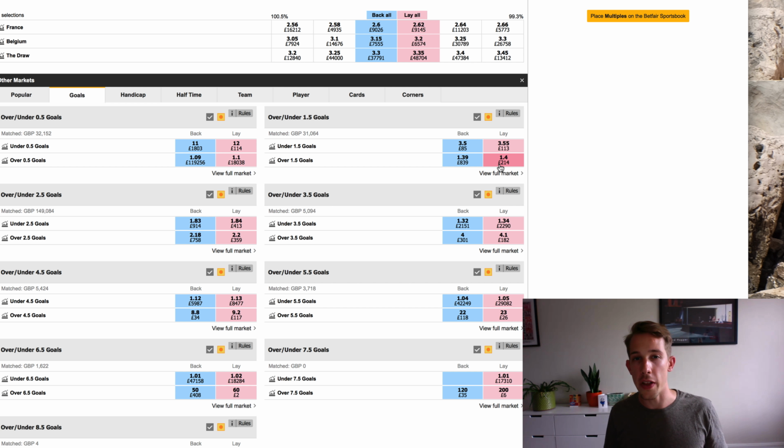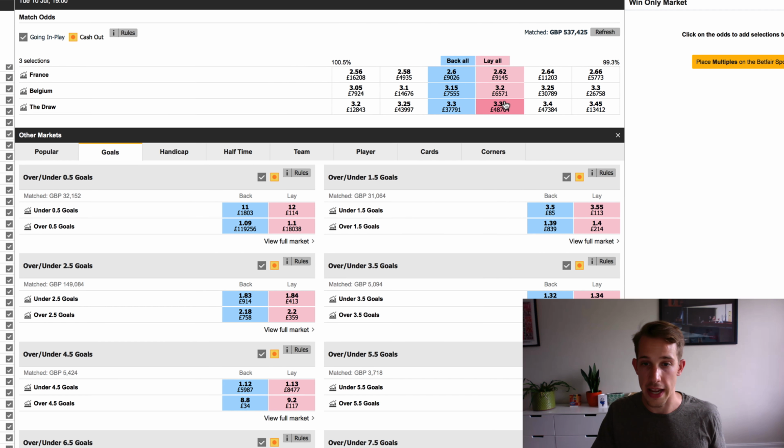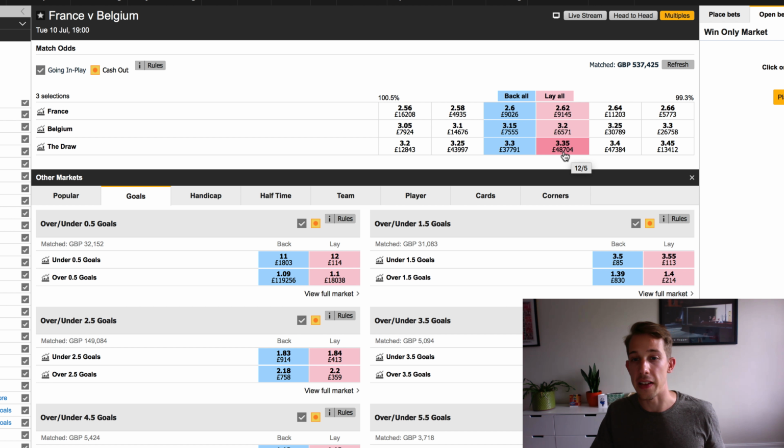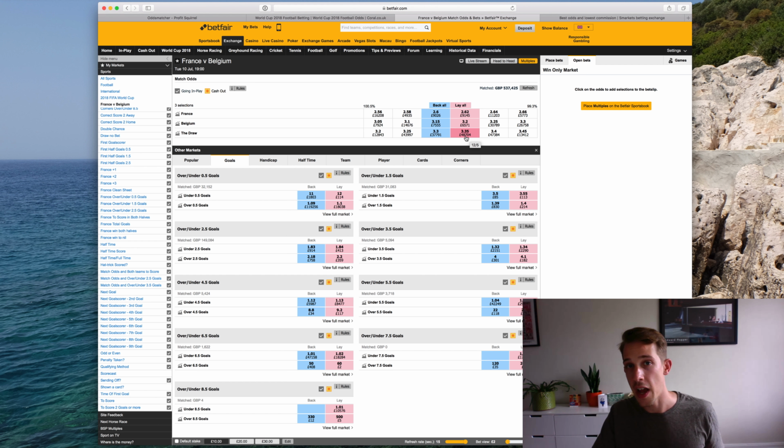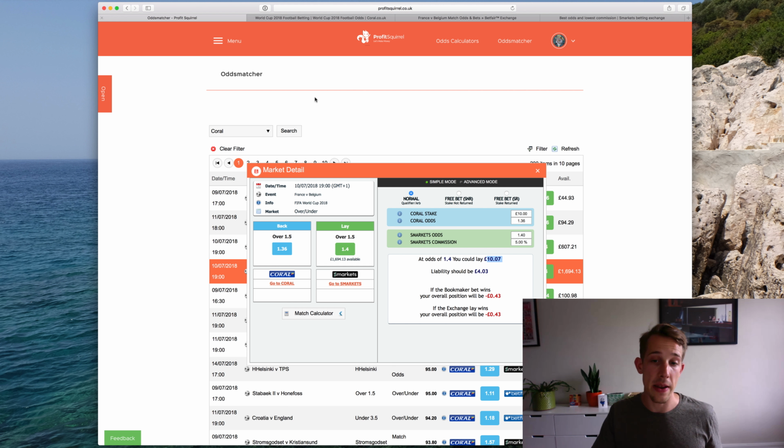But if you want to avoid that completely, then stick to markets where there's a huge amount of availability. So for example, on this one here, laying the draw, there's £48,704 in this market, which means that your £10 lay stake is basically guaranteed to be matched unless somebody goes and places a £48,000 lay bet, which probably isn't going to happen.